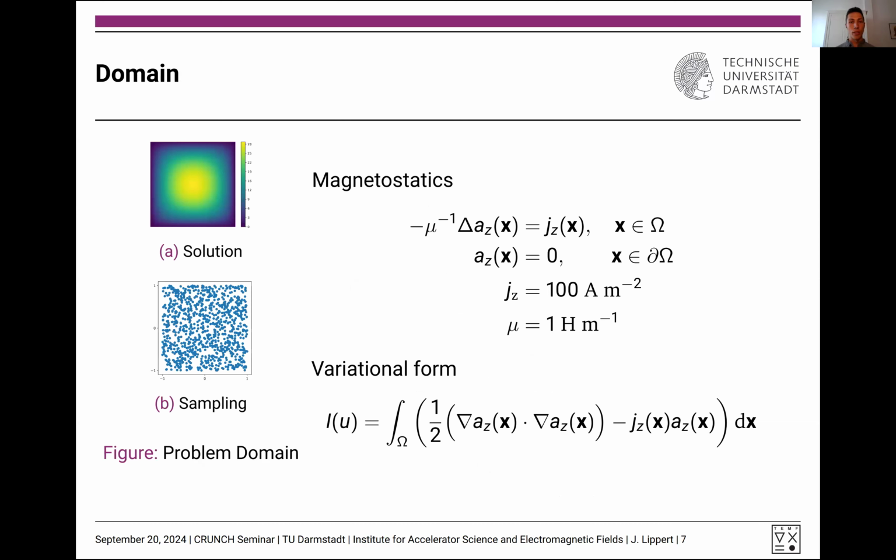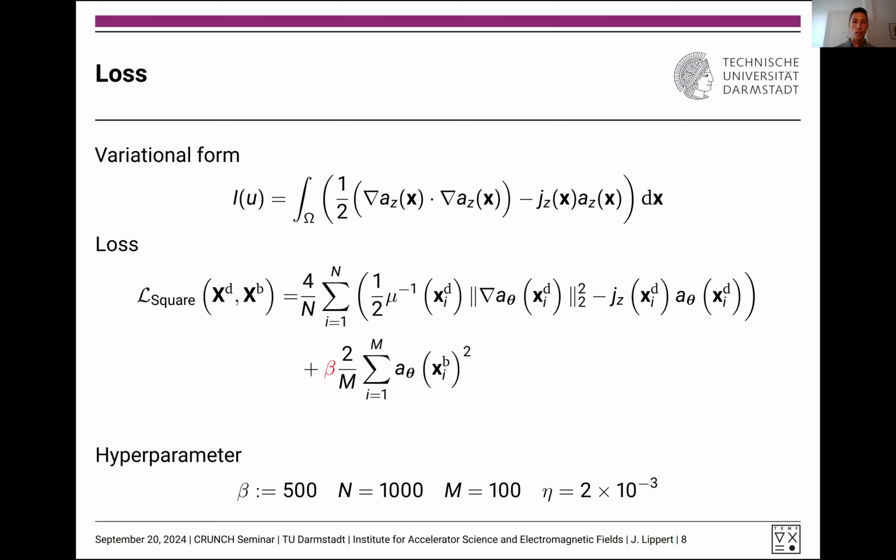So here, again, we have a domain. We can sample over this domain. We have our Poisson's equation for the magnetostatic field case. We have an excitation current over the domain. We have a certain permeability, for simplicity set to 1. And we have our energy functional to solve this problem. Then we can derive our loss from this variational form.